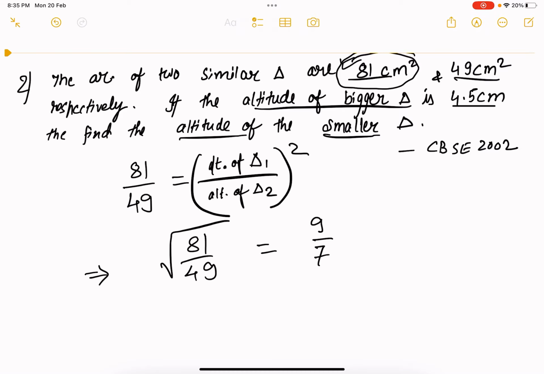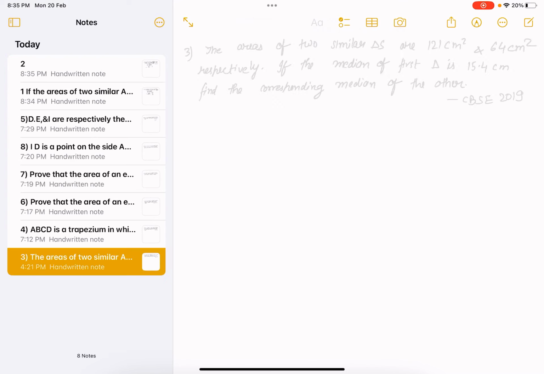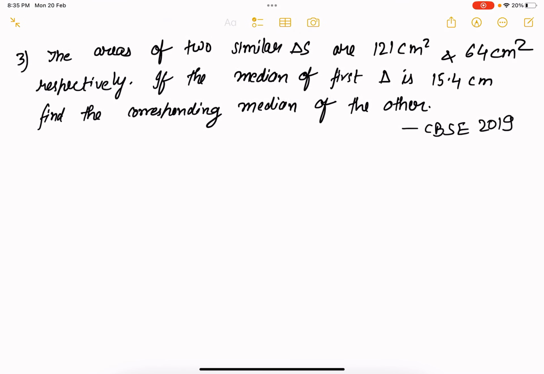Moving forward to the next question. Question 3. Again, the areas of two similar triangles are given. Median of the first triangle is given. Then we have to find the corresponding median of the other triangle. So it's again upon 64, and as we know, the ratio of the areas of two similar triangles is equal to the square of their corresponding medians.